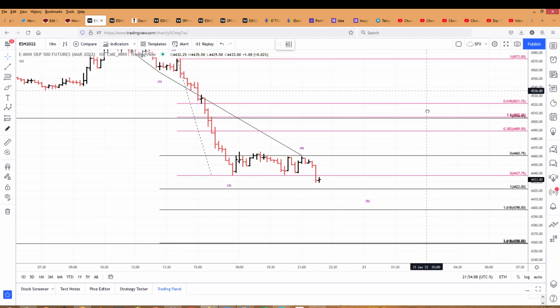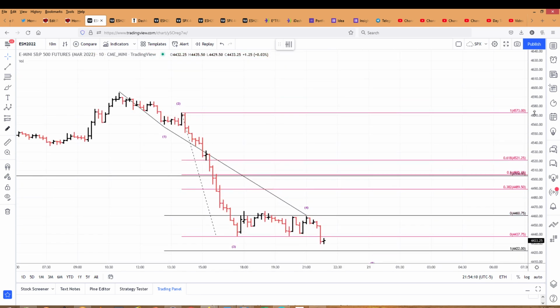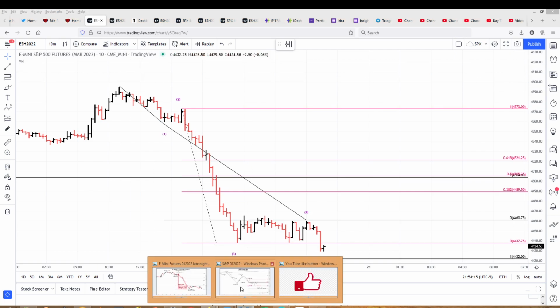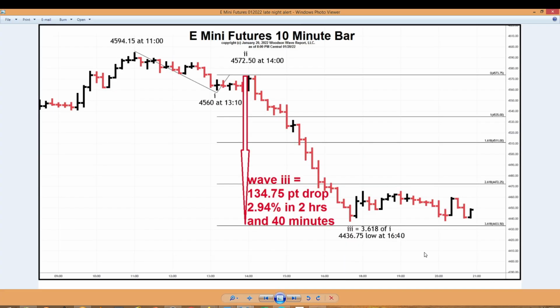Okay, we'll see what happens tomorrow. Could be an exciting day. We'll see if wave 3 of 3 extrapolates from the 10-minute out to the hourly. But this is what we had today. We'll see what we get tomorrow.